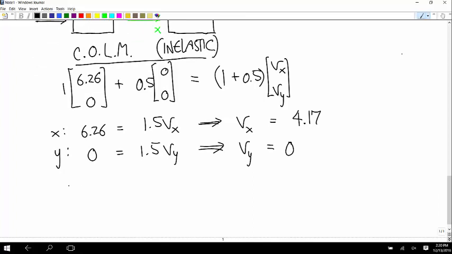And so after the collision, the velocity vector is 4.17 in the x direction, 0 in the y direction, meters per second. So hitting the heavier mass, the heavier part coming down the hill and hitting the lighter one slows it down a little. That's how much.